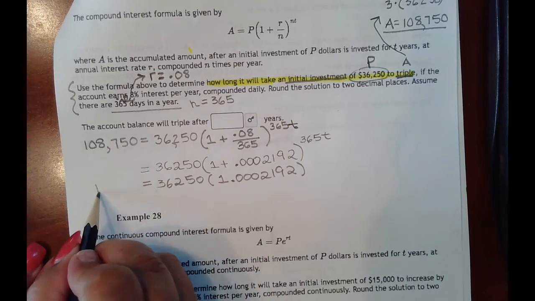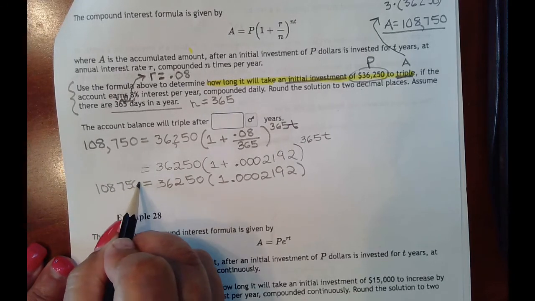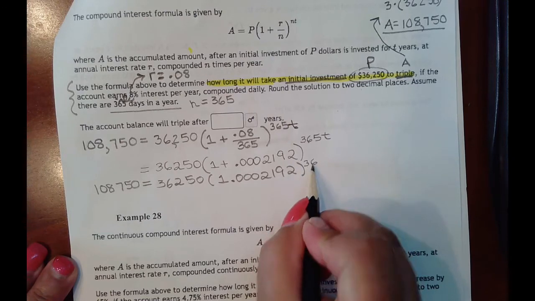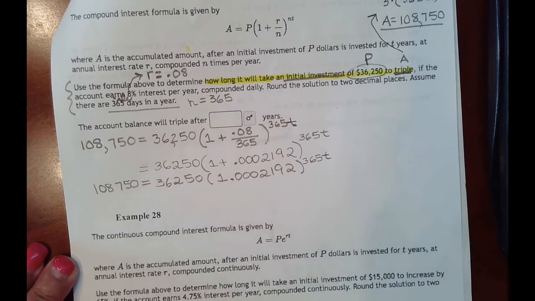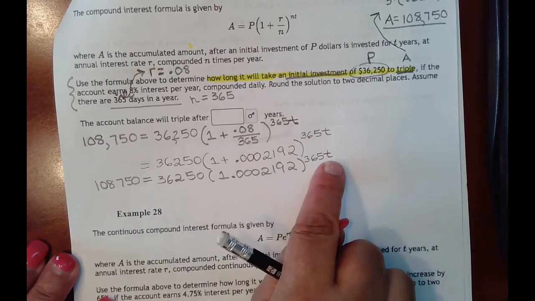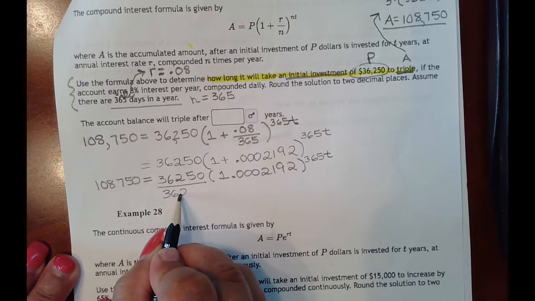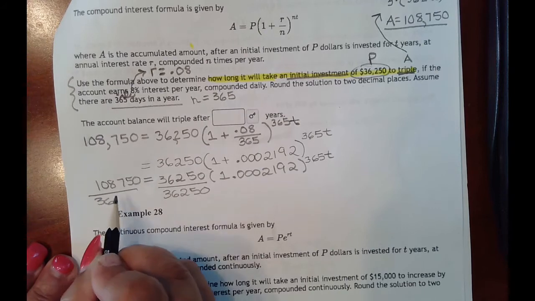Okay, meanwhile, we've had the 108,750 over here the whole time, and we are trying to isolate the base and the exponent that we have on the right, because otherwise we can't take the log of both sides in order to solve for t. So we're going to strip off this multiplier. Likewise on the other side.